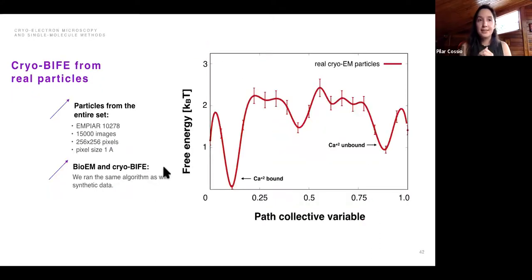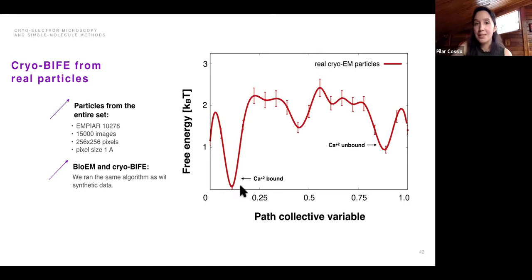Okay, so here I'm presenting the Cryo-BIFE results for real particles. We took the particles from the entire set and randomly picked 15,000 particles, just 15,000 out of the 1.2 million particles used at the beginning. So not those used for reconstructing the high resolution structure, but the entire set. Then we ran the BioEM and Cryo-BIFE analysis exactly as we did with the synthetic data. Here we have our path collective variable and the free energy, and we can find 3 metastable states.